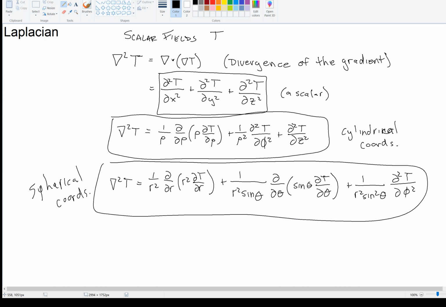So that's the Laplacian for a scalar field. And we would say that a scalar field T is harmonic in a region if the Laplacian is equal to 0. If that's the case, then the field is harmonic, and that's called Laplace's equation. We saw something similar for divergence, right? If the divergence of a vector field was equal to 0, we called it solenoidal, just to remind you.